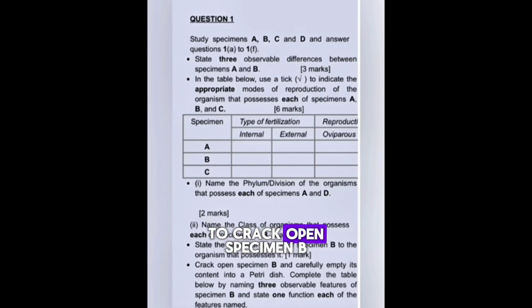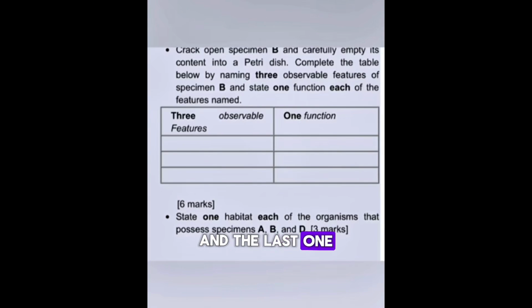Then we are going to crack open specimen B, that is still the egg of a fowl, and empty the content into a petri dish. We are going to complete the table below. We will state the features and the function of each of the features that we named. And the last one is that we are going to state one habitat each for the organisms that possess specimens A, B, and D.